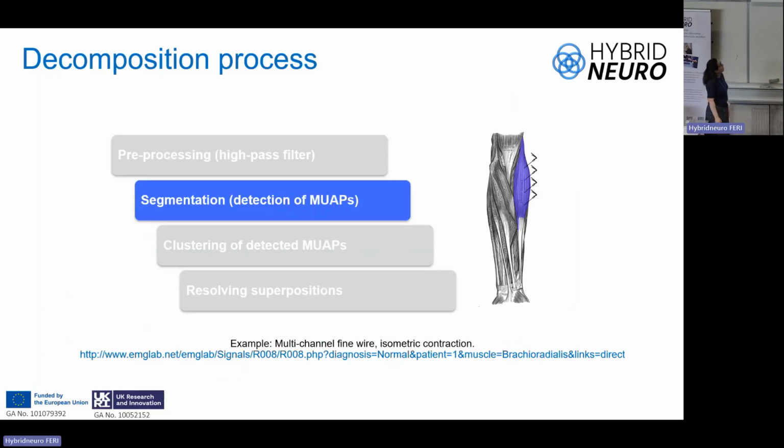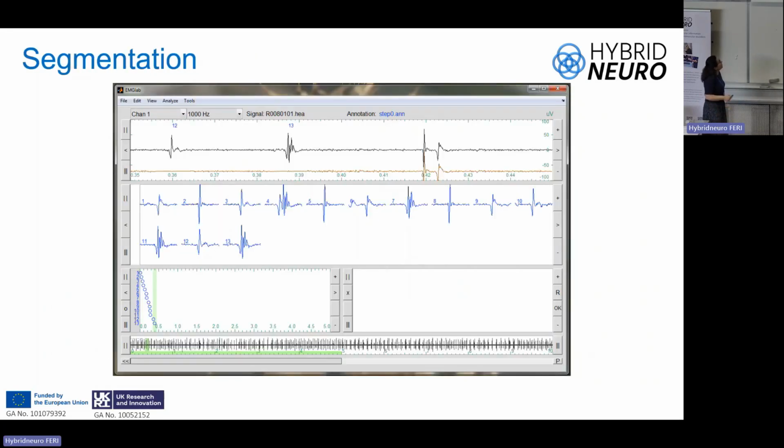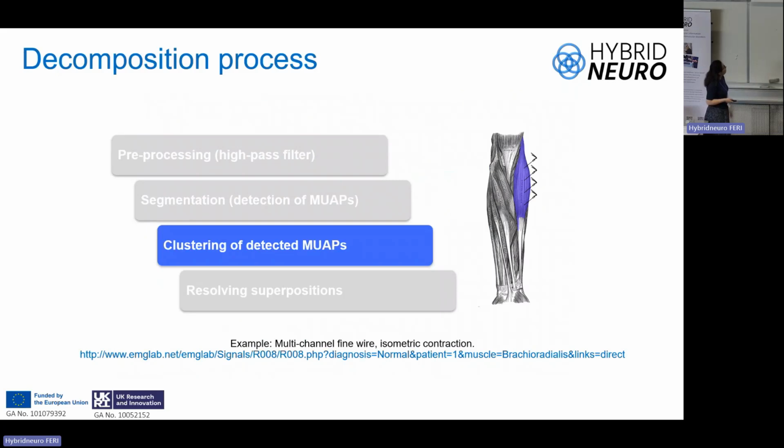Then we need to segment. Segment means that we go through the signal and we detect all portions of the signal where there is activity on top of the background noise. So here, for instance, I detected the first 13 active segments. Now, what you need to do next is cluster them into different motor units.